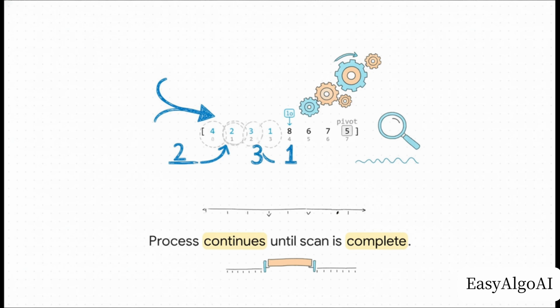From here, we just repeat this snappy, rhythmic process. The scanner i finds the 2, we swap it to the low pointer and increment low. It finds the 3, swap it, increment. Finds the 1, swap, increment. You get the idea. We do this until i has evaluated every single number right up to the pivot.